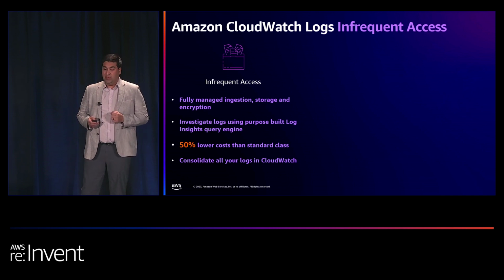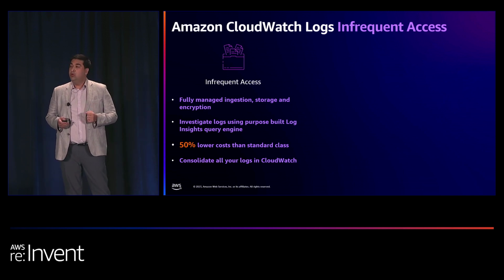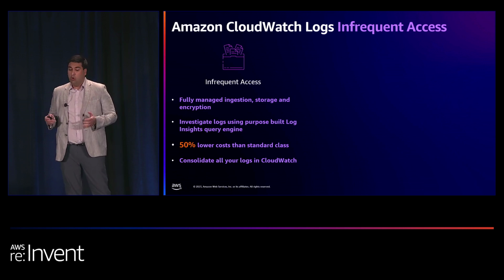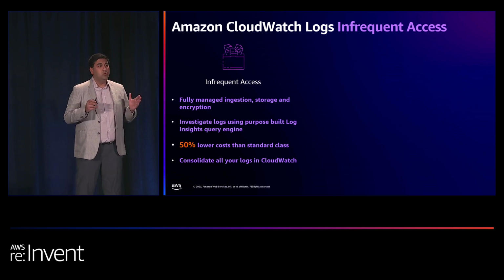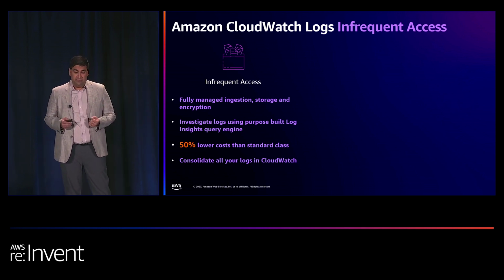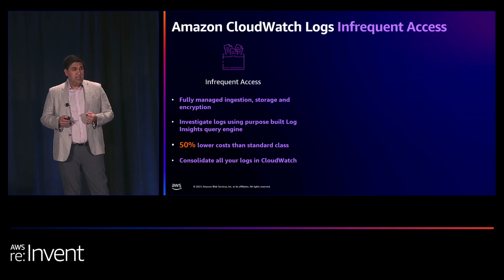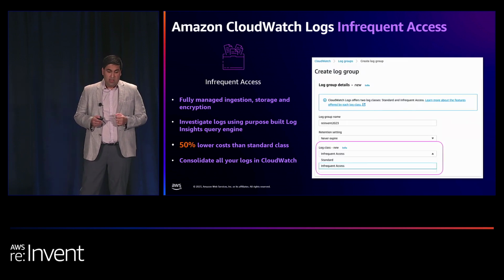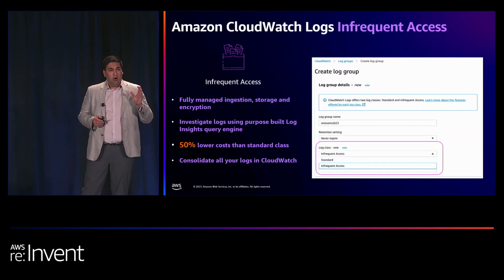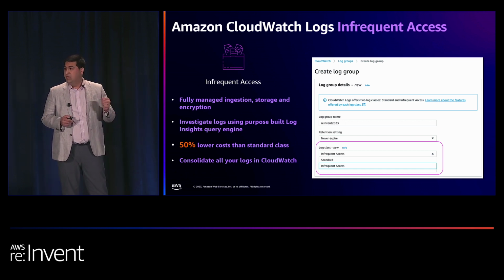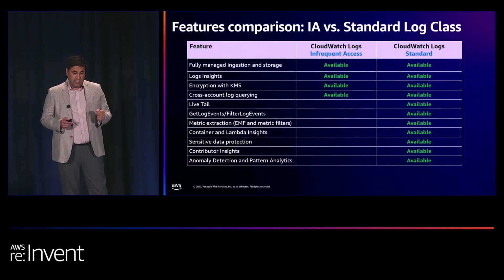So I'm really, really pleased to announce that this re:Invent, we have launched a new log class called CloudWatch Logs Infrequent Access. With it, you get core logging capabilities: fully managed ingest, storage, encryption, as well as the familiar query experience through CloudWatch Logs Insights that customers have learned to love. We are offering Logs Infrequent Access at 50% lower cost than the existing standard log class. How does one get started, you may ask? All you really need to do is select Logs Infrequent Access as the log class when you create a new log group, and you can point your logs to it.